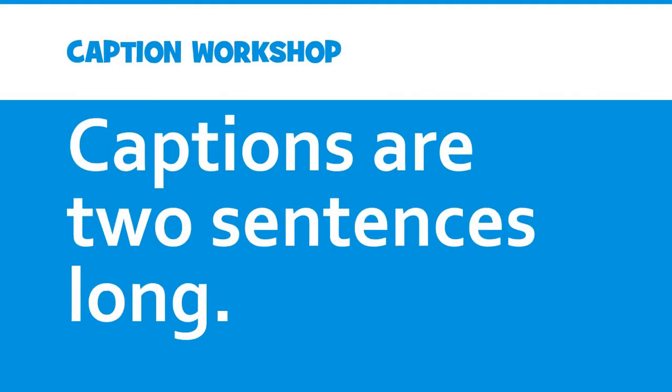Okay, let's talk about the basic structure of a caption. A caption is going to have two sentences, so a basic cut line is 2 sentences long. You'll notice that the one that I just used as an example was not 2 sentences long, and that's because it is bad and poorly done. Okay, so captions are 2 sentences long, and each sentence has a very distinct purpose.